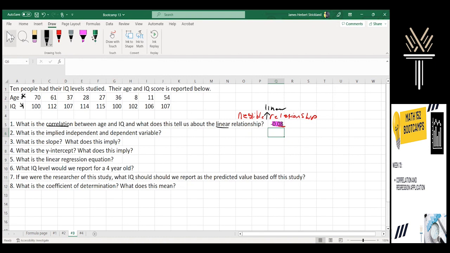And if I want to write that out in sentence form, I would just say that it appears that age has little to do with IQ.